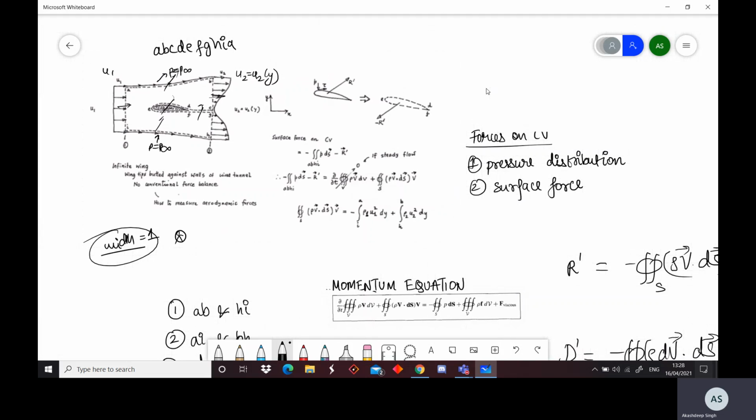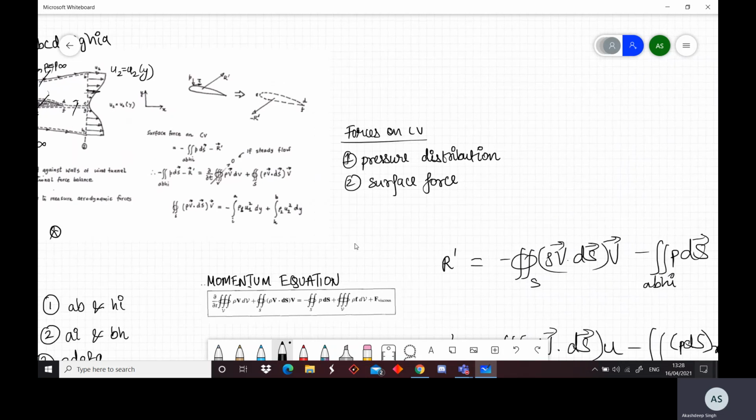Next, I'll discuss the forces acting on the control volume. The control volume consists of these sections: the AB boundary, the IH boundary, the AI boundary, the BH boundary, and the airfoil bounding boundary, CDEFGH. These are the three major different boundaries. Now I would like to discuss forces on the control volume. We have defined the control volume very well.